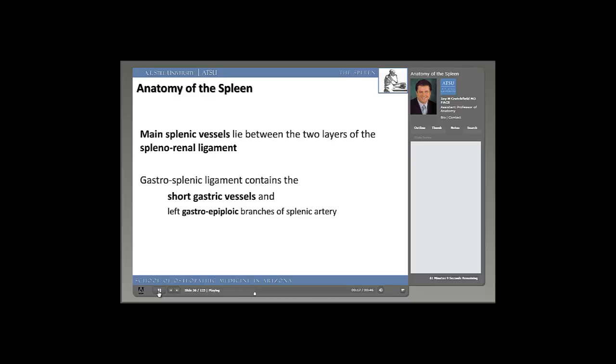The celiac artery joins the spleen at the hilum in the splenorenal ligament. However, the ligament between the stomach and the spleen contains small end arteries. These are called the short gastrics, and also a branch of the left gastroepiploic artery. These become important vessels in surgery because, unchecked and if not sutured properly, they can cause extensive bleeding.